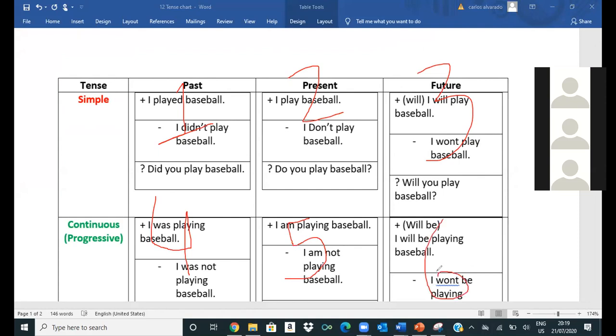4, 5, 6. Okay? So, intermediate level, you should be able to handle all these, okay? You should be able to speak in the present, speak in the past, speak in the future, speak in continuous, past, present, and future. Okay? So let's do a little activity right now. Let's go into groups. Okay?